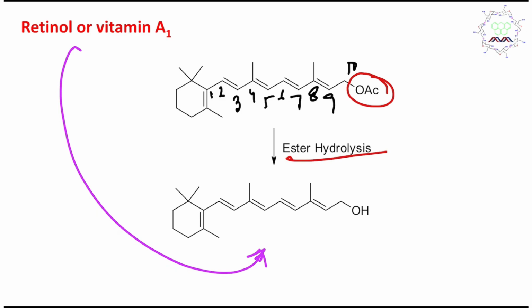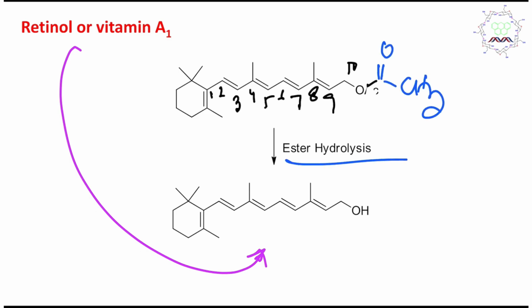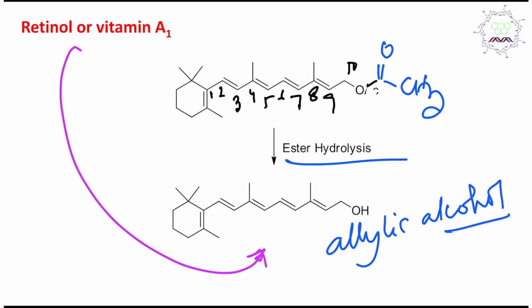If ester hydrolysis is done, this OAC, if you look at it, is an acetate ester, simple if you look at it. So this is double bond OCH3. So this ester hydrolysis, more specifically in alkaline condition, will produce this alcohol, this allylic alcohol, and this is called student vitamin A or retinol. Look at this OL word, nol, OL. Why? Because it has this alcohol.